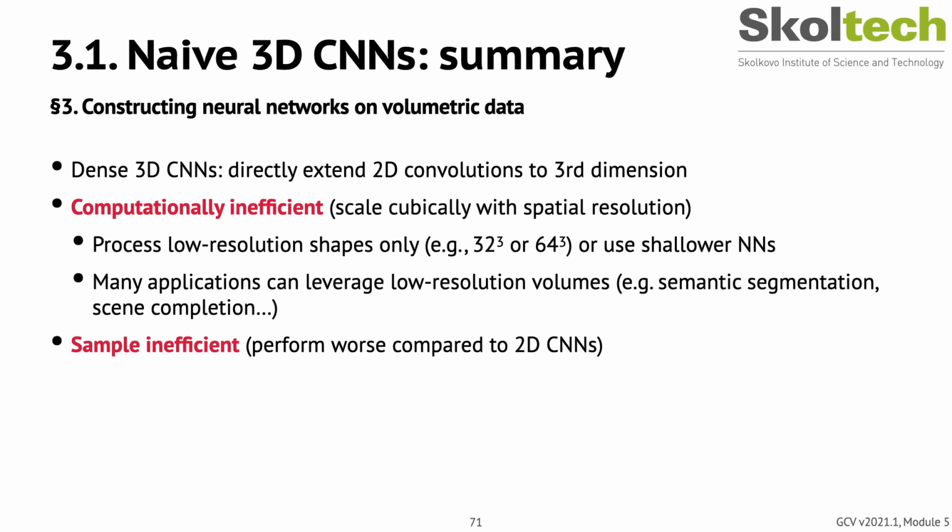Many applications, though, can still leverage low resolution volumes, for example the semantic segmentation or scan completion applications that we have seen previously. However, we have seen that 3D convolutional neural networks are also sample inefficient, meaning that they are not able to achieve the accuracy that the sparsified or, for example, octree models are able to attain. So let us switch to the octree models.